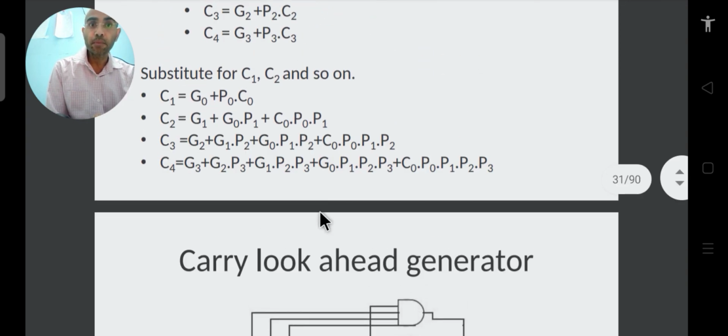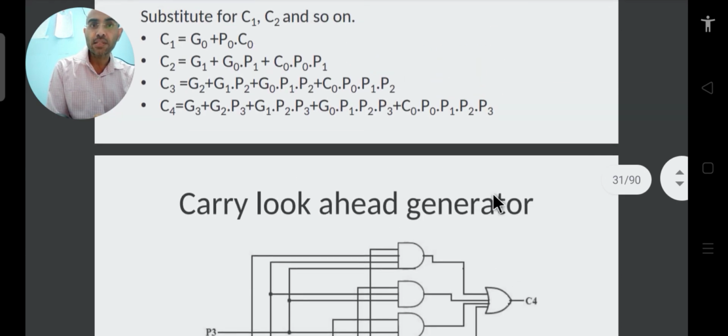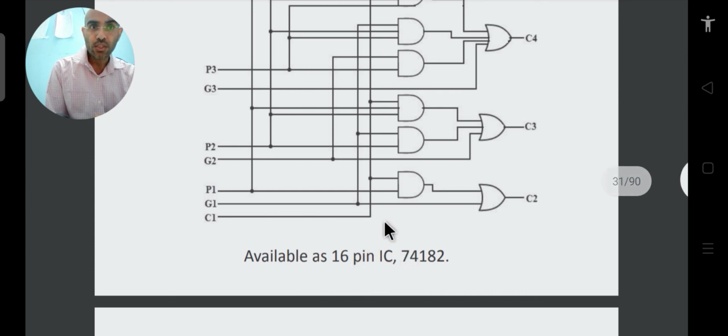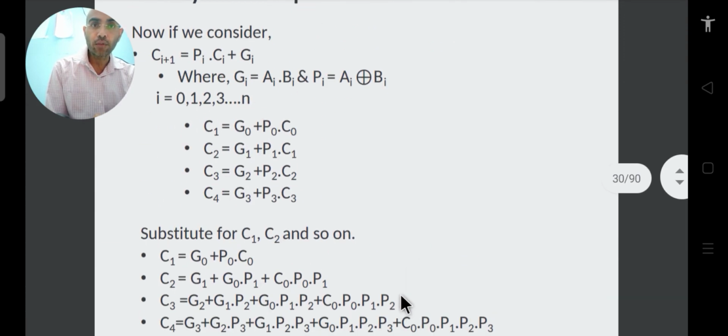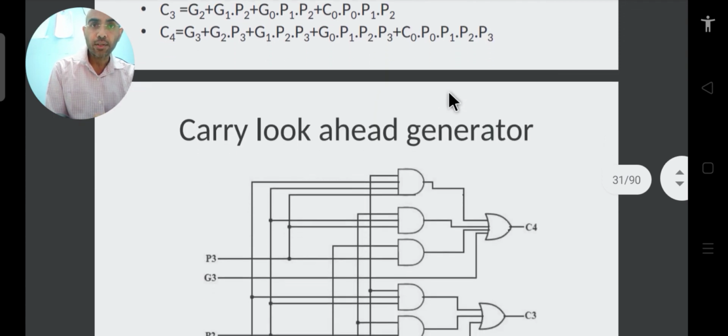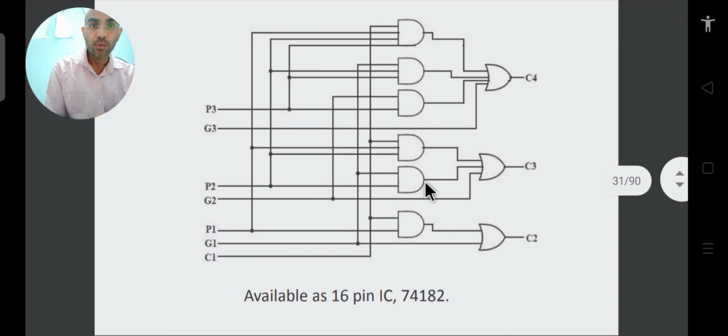So to implement this particular circuit, we can use AND and OR gates. In this expression, C1 is equal to G0 plus P0 C0, so implementing C1 is no problem. C1 is the output of our first full adder, which I have not shown here, but you can write it directly as well. But C2 will be G1 plus G0 P1 plus C0 P0. I am considering that C1 is already generated after the first full adder, although it can be written like that as well. So you have made a circuit with an AND gate which takes P1 and G1 as its input, and then they are ORed together to generate C2.